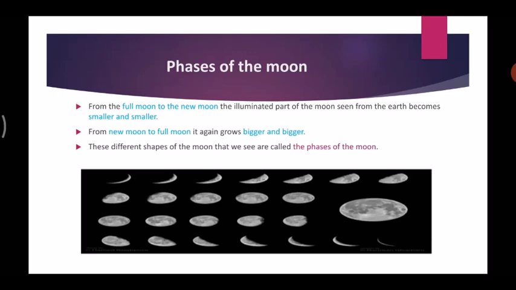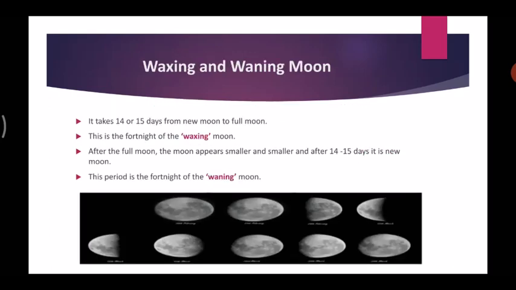From the full moon to the new moon, the illuminated part of the moon becomes smaller and smaller. Illuminated means the lighted part of the moon which we can see from the earth. Whereas from the new moon to the full moon, it again grows bigger and bigger. Now remember, children, that the moon is not growing smaller or bigger, but the lit part, the part we can see, becomes smaller and smaller or bigger and bigger. So these different shapes we see of the moon in the sky are called the phases of the moon. Let's move to the next.